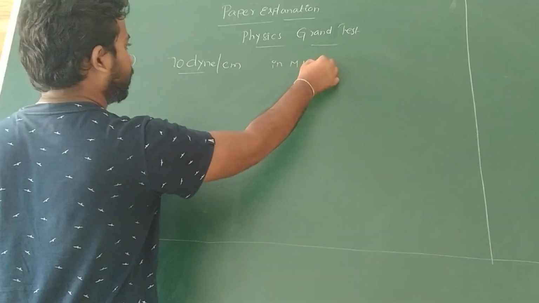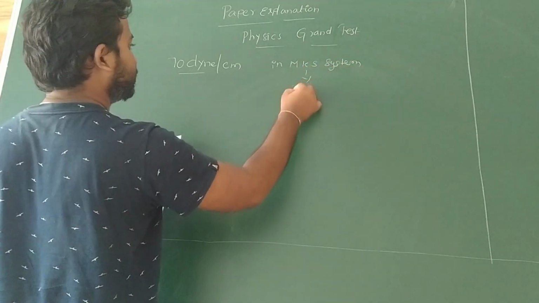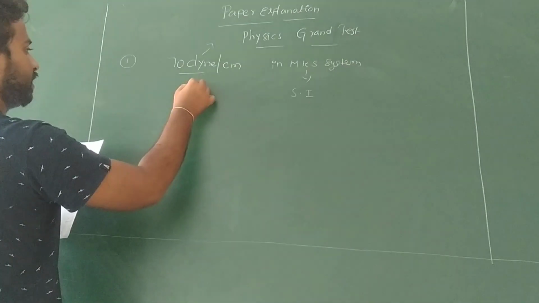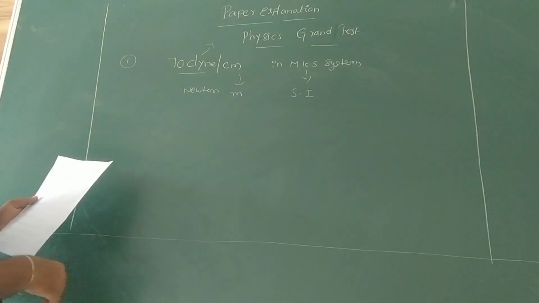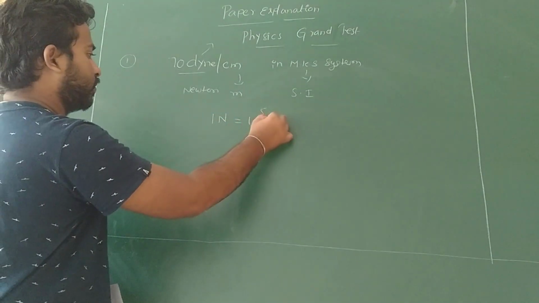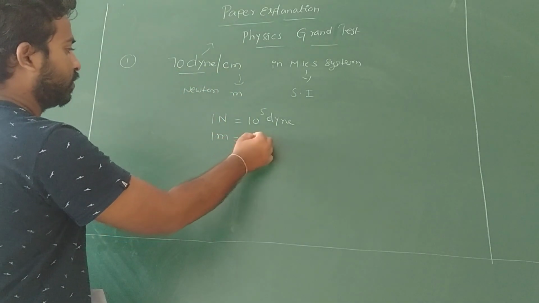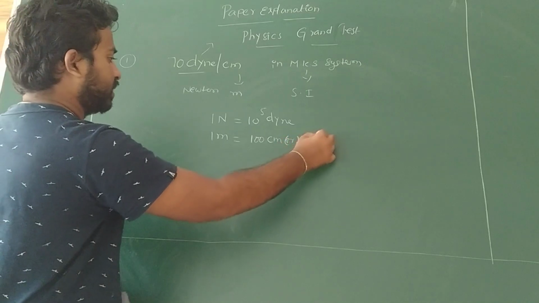Generally we call MK system, it is the SI system, right? So SI system means what? Dyne means here it is Newton, and centimeter means here it is meter. But we know the relation between Newton and dyne. So what is the relation between Newton and dyne? 1 Newton equal to 10 power of 5 dynes. And at the same time 1 meter equal to 100 centimeter or 10 square centimeter.